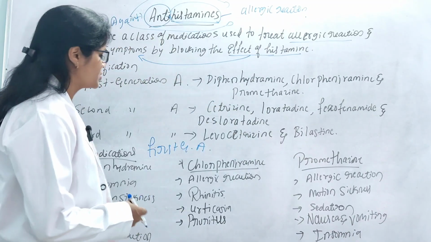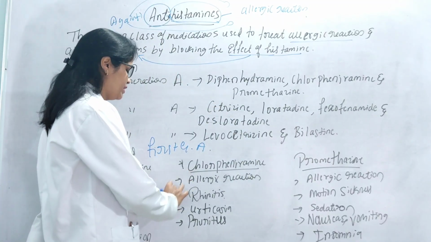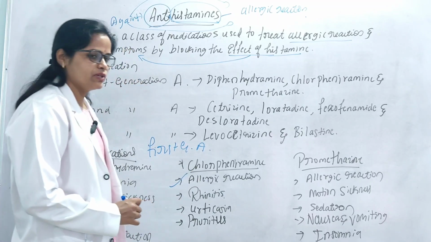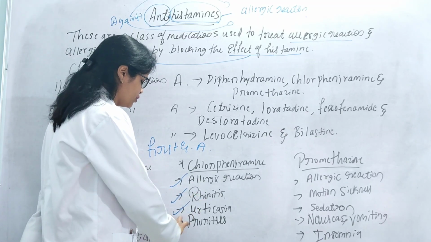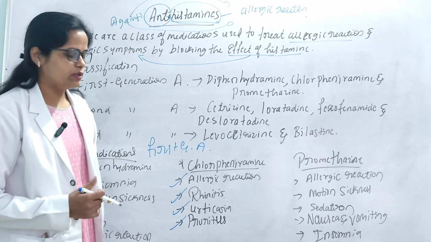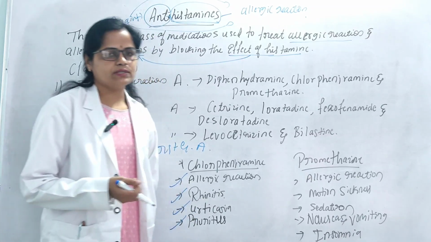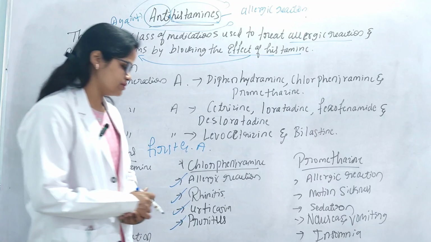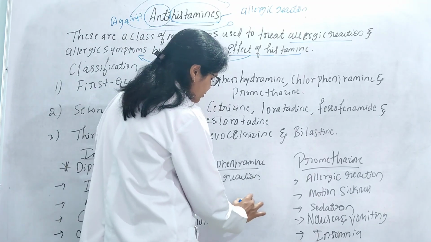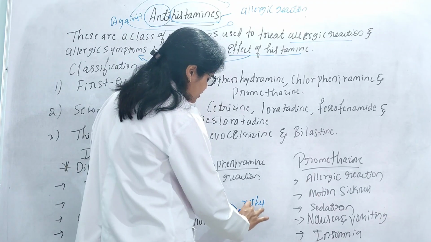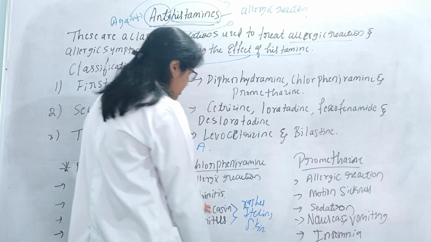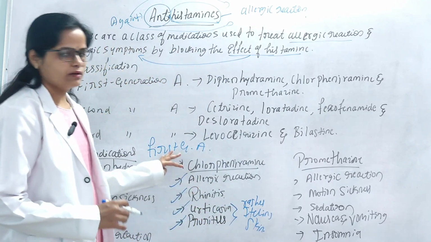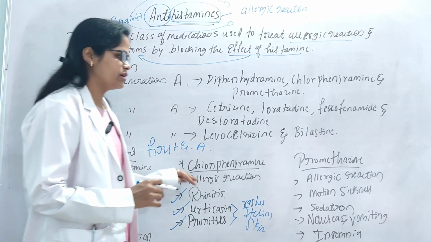And next we'll see the indications of chlorpheniramine. Chlorpheniramine is administered for allergic reactions, rhinitis and urticaria. Urticaria and pruritus, these two are skin conditions, skin diseases. Okay, here the patient may have rashes and itching of the skin. To treat all these conditions, we should administer chlorpheniramine.